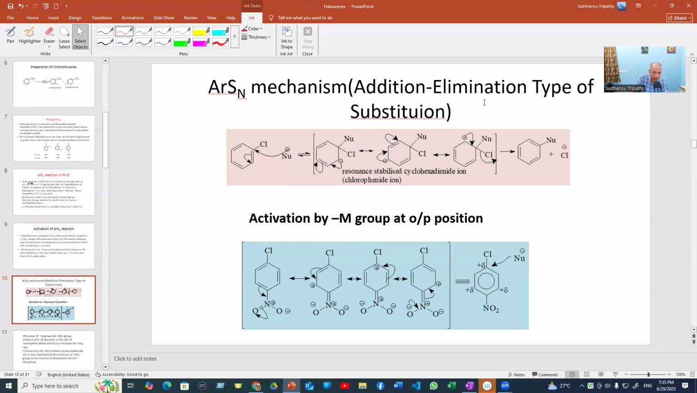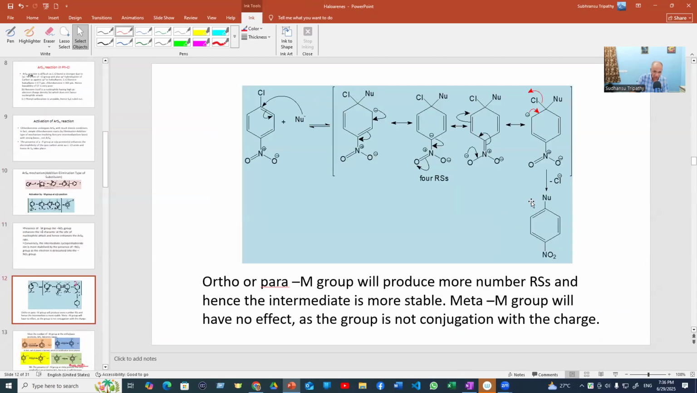But ARSN is called addition elimination type of substitution, but this is not a reality, this explanation. But when a nitro group is there, you have 4 resonance structures. I am showing you the resonance structures not in the mechanism, but showing how the nucleophilicity enhances. The plus delta character in the ipso carbon is more, the nucleophilicity of that carbon increases, the nucleophile attacks. But this is not the mechanism. This is an explanation to show why the ARSN becomes increasingly easier with a minus R group in the ortho-para position. So this you already know.